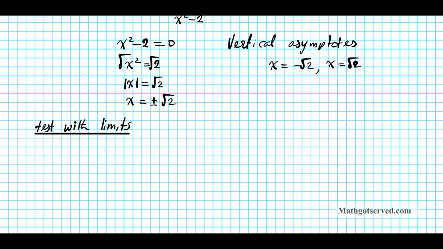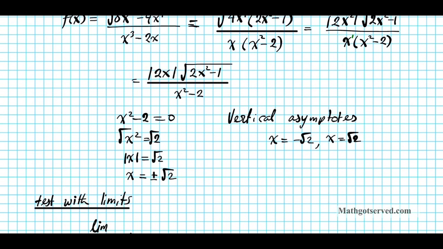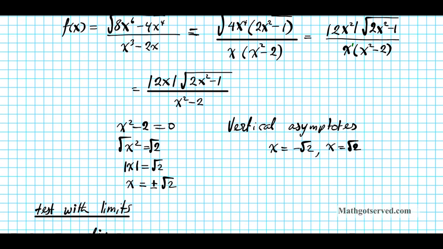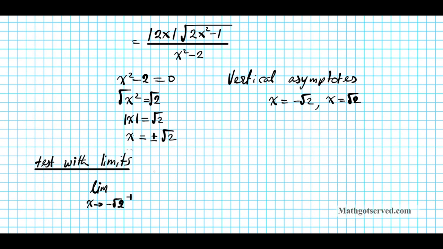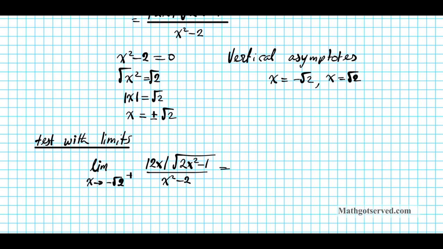All right. So let's start with the first one. With the first one, we're going to find the limit as x approaches negative root 2 from the right for both of them, okay? All right, so I want to focus on the reduced form of this problem. So let's take that piece right there: absolute value of 2x times the square root of 2x squared minus 1 over x squared minus 2. Okay? All right, so let's simplify that.